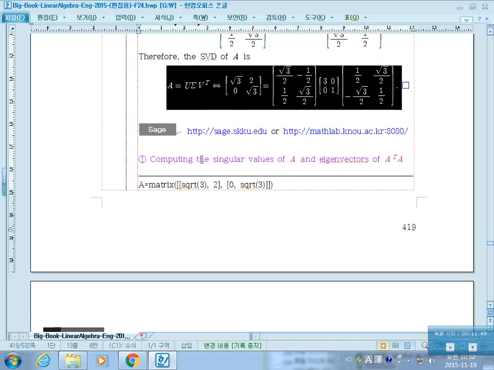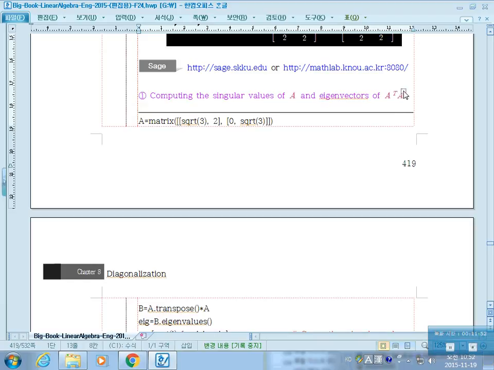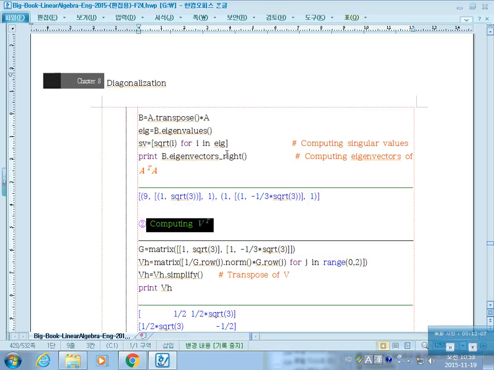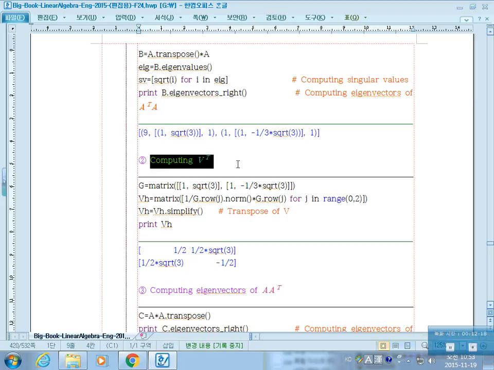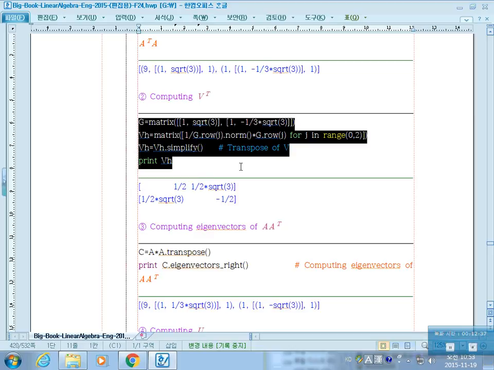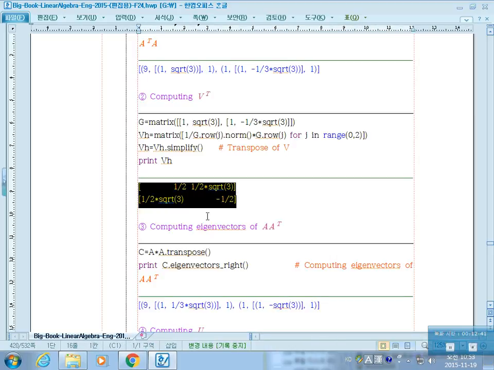This can be done by the code here. From the given A, we can find the eigenvalues of A transpose A and the square root of them, which are the singular values. So find the matrix A transpose A and from there we find the eigenvectors corresponding to these, which are these two, and from there we form a matrix V whose columns are this and this, and find the transpose of it, and normalize these two vectors. So we have a real orthogonal matrix V like this.